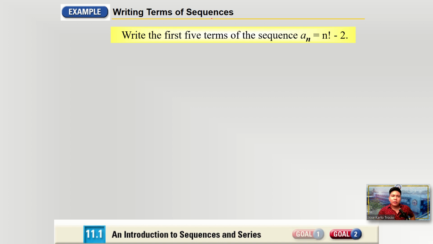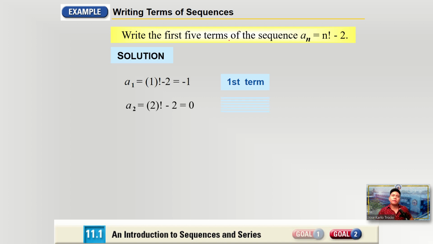Okay. Let us have the sequences again. So how was it done? You have 1 factorial, 1 times 1, that is still 1. So 1 minus 2, that is -1. How about 2? You only have 2 times 1. That is 2. Minus 2, 0. How about 3? 3 times 2, that is 6. 6 times 1, that is 6. 6 minus 2, that is 4.